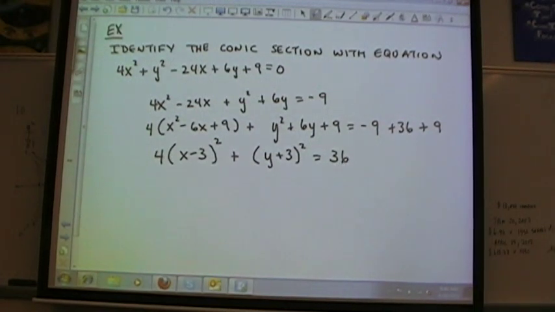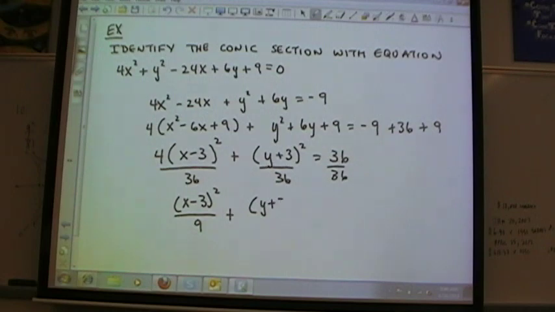So we divide everything by 36. This one reduces to x minus 3 squared over 9, plus y plus 3 squared over 36, equals 1. There is the standard form of an ellipse, so you know that's an ellipse.